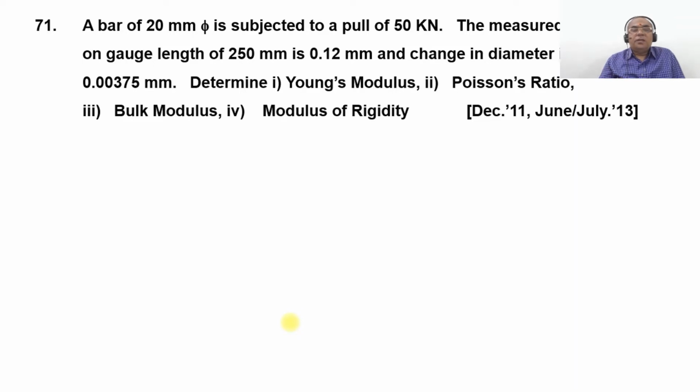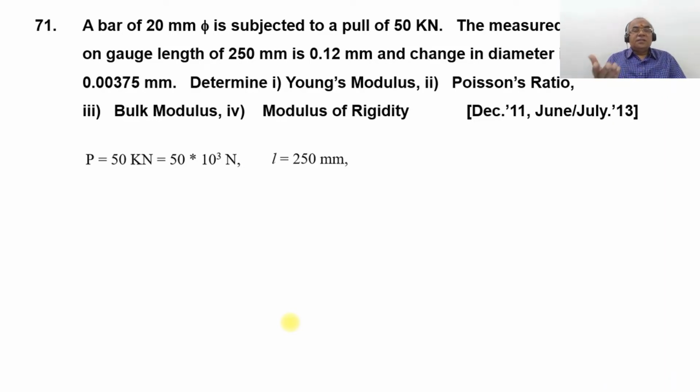Now we will continue with another problem, which is problem 71. A bar of 20 mm diameter is subjected to a pull of 50 kilonewton. The measured extension of gauge length of 250 mm is 0.12 mm and the change in diameter, delta D, is 0.00375. So we need to find all our elastic constants, which are Young's modulus, Poisson's ratio, bulk modulus and the modulus of rigidity. To do that, we know P is equal to 50 kilonewton, which is 50 into 10 to the power of 3 Newton.